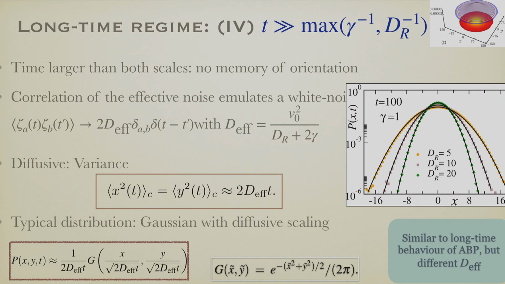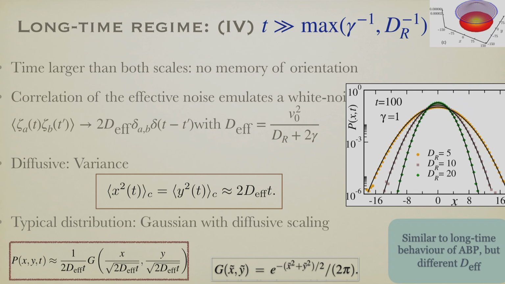Okay, so the next regime we look at is a very long time regime, where we already expect diffusive behavior, and this is also what we get if we calculate this thing. Here the effective noise becomes like a white noise, but with a different strength. So the effective diffusion constant depends both on dr and gamma, and we get the typical fluctuations which are Gaussian.